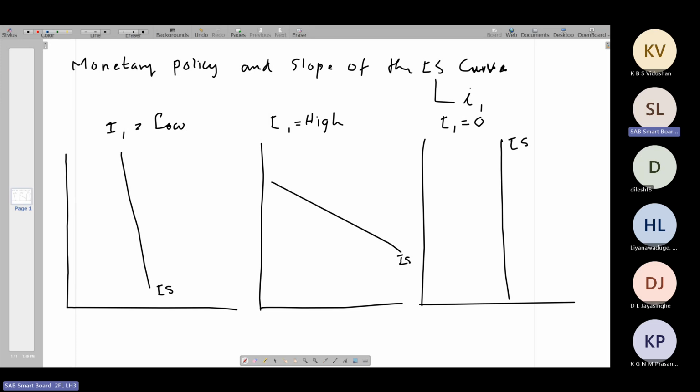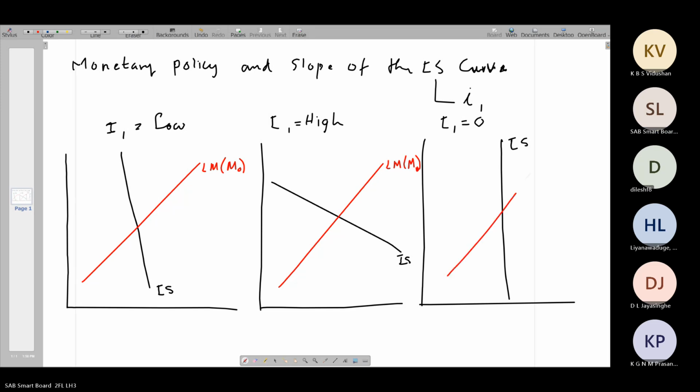Now we draw the normal LM curve. Since we are using monetary policy, we take the money stock. Given monetary policy, the money stock is M0. So the normal LM curve, you have to draw it in an equal way, then you can see it clearly. So this is the equilibrium, R0, Y0.